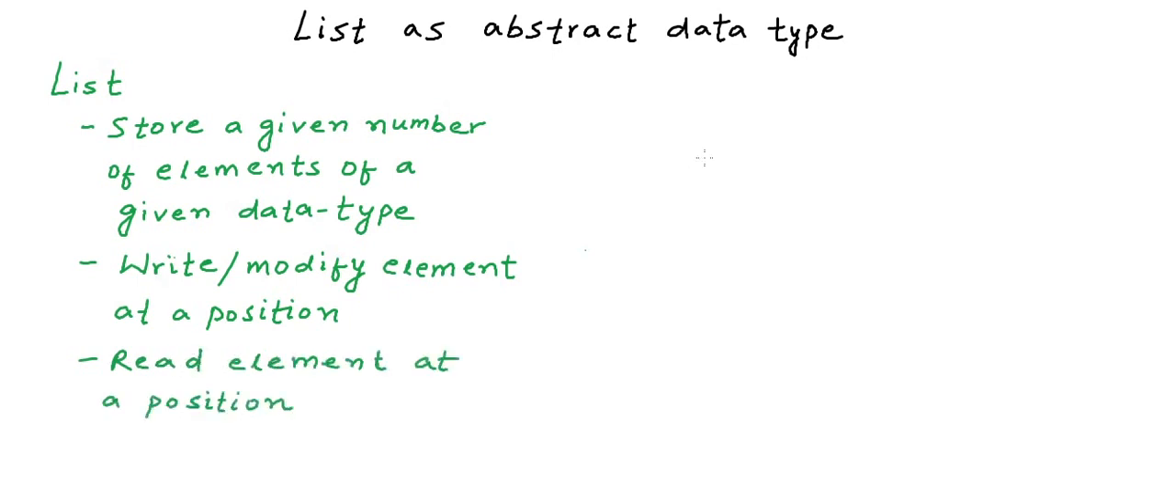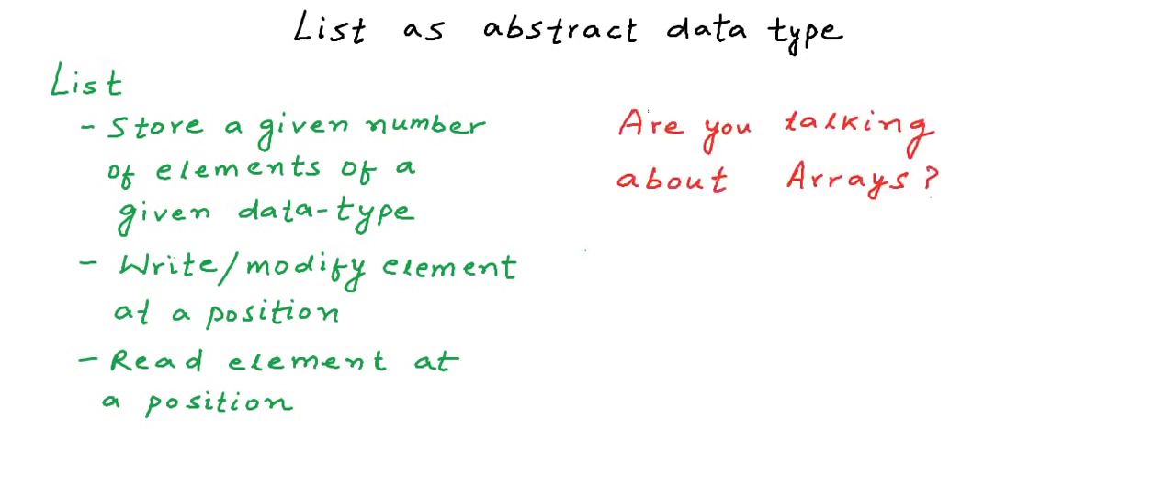So if I ask you for an implementation of such a list, and you have taken a basic introductory course in programming, then you'll be like, hey, I know this. An array gives us all these features. All these operations are available with an array.